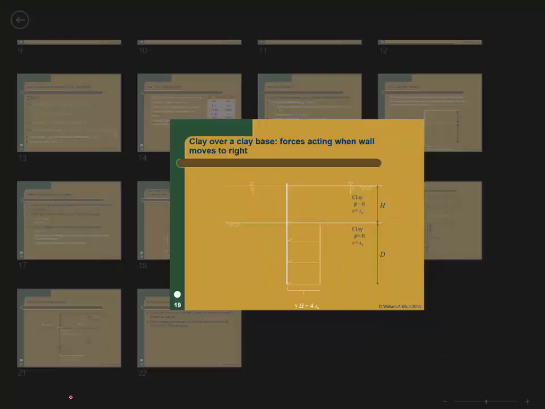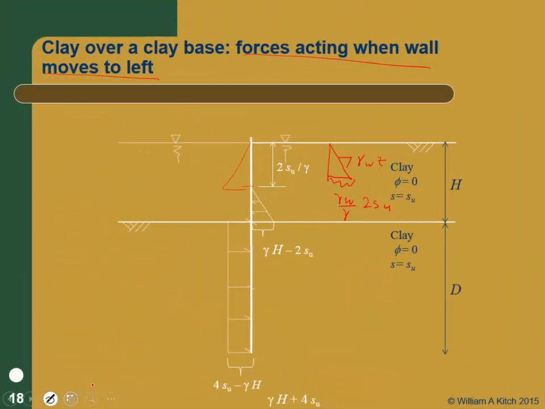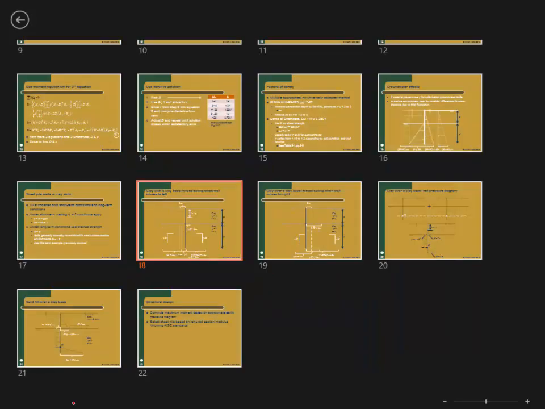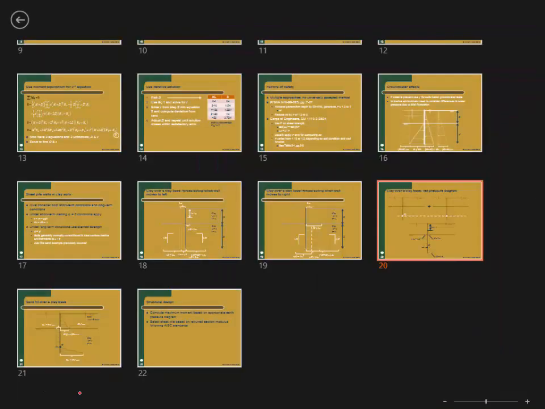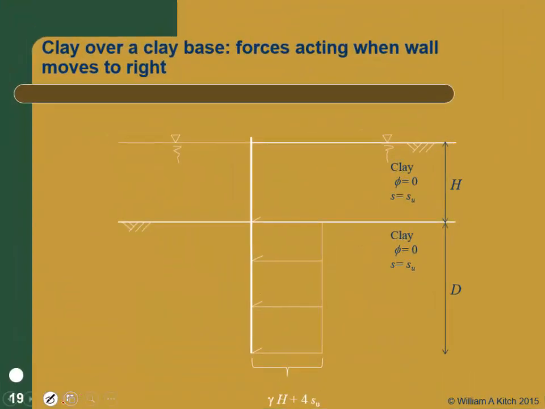Go back far enough. Oh, I'm sorry, 4SU minus gamma H. I knew that something was wrong with that. This is 4SU minus gamma H. Is that gamma H plus 2 or gamma H plus 4 now? I don't remember. Gamma H plus 4SU.